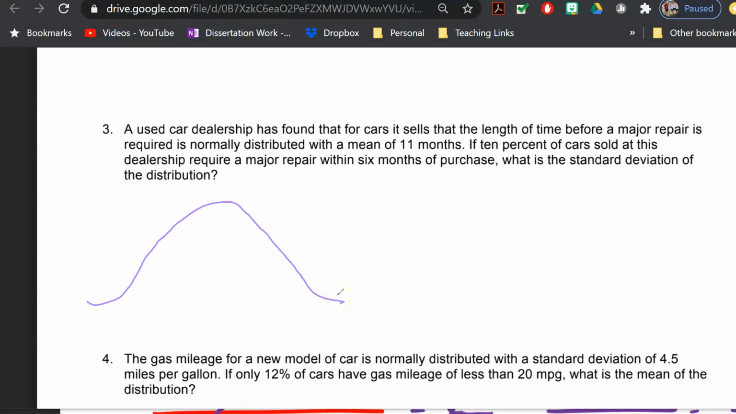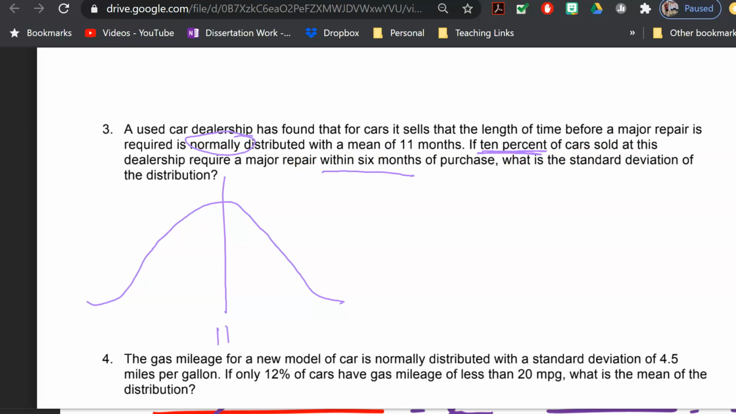We'd be drawing a picture. We know this is a normal distribution because it says normal. It's distributed with a mean of 11. And then we're told 10%. That's one way we know that we're in an inverse question at all. We've been given the answer. 10% of cars sold at this dealership require major repair within 6 months. What is the standard deviation?